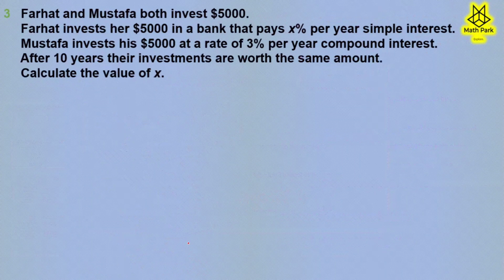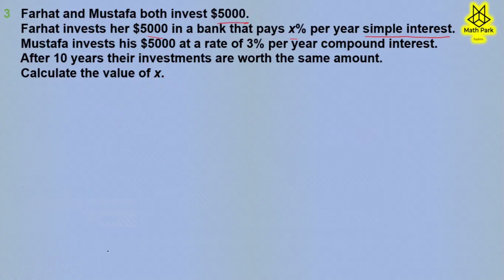Let's start with the next question. Farhat and Mustafa both invest $5,000. Farhat invests $5,000 in a bank that pays X% per year simple interest. Mustafa invests his $5,000 at a rate of 3% per year compound interest. After 10 years, their investments are worth the same amount. Calculate the value of X.